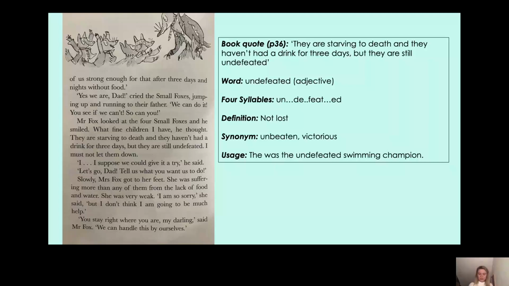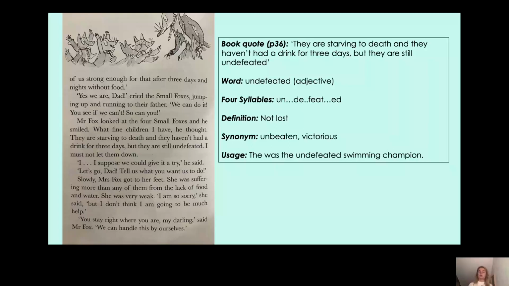"I suppose we could give it a try," he said. "Let's go, Dad. Tell us what you want us to do." Slowly, Mrs. Fox got to her feet. She was suffering more than any of them from the lack of food and water. She was very weak. "I am so sorry," she said, "but I don't think I'm going to be much help." "You stay right where you are, my darling," said Mr. Fox. "We can handle this by ourselves."